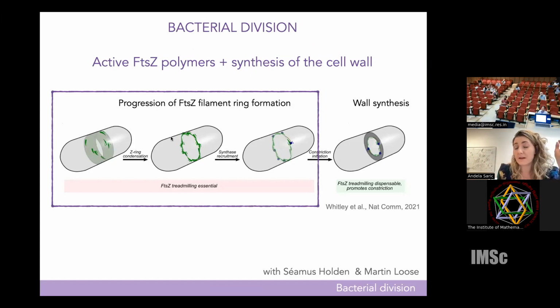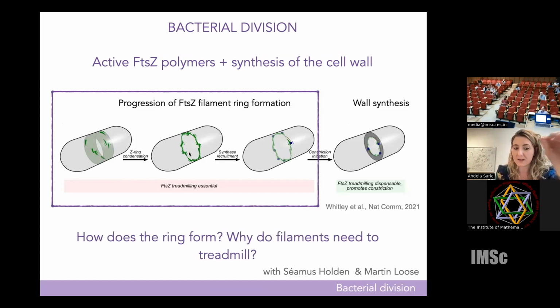So I'll speak a bit about this initial part. How does the ring form, this ring in the middle of the cell? Why do filaments need to constantly grow and shrink, right? They spend a lot of energy doing that, constantly growing and shrinking. And why do you need that to assemble a ring? We don't know how this ring then couples to the synthesis of the wall that divides the cell eventually.